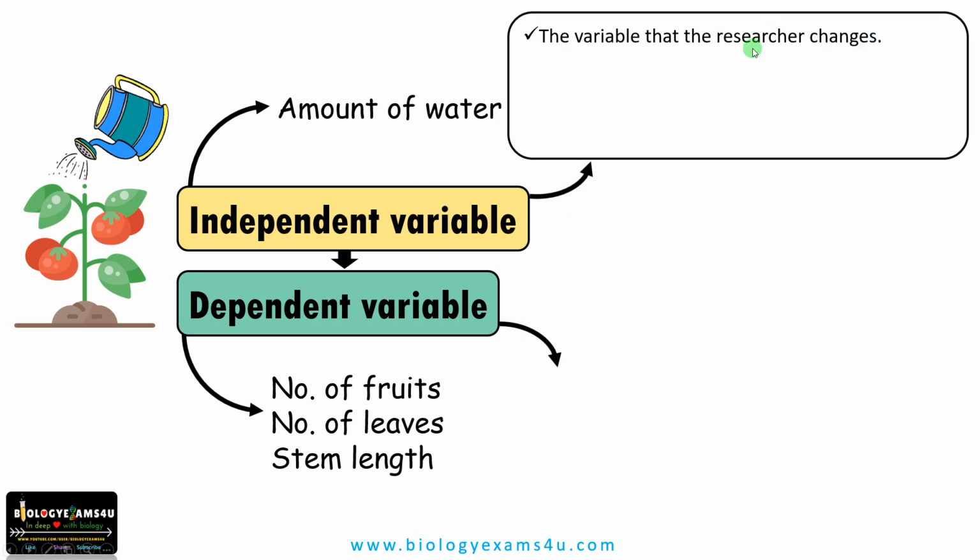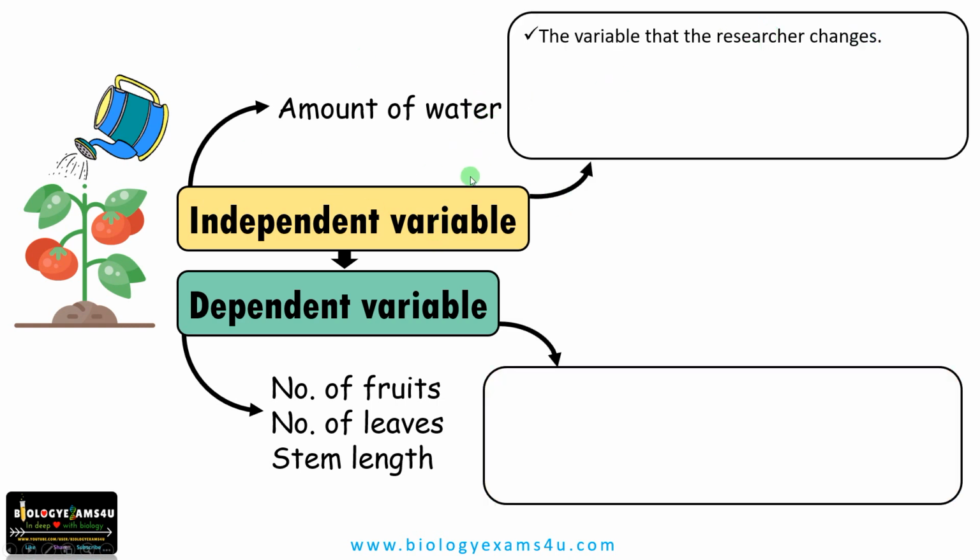The independent variable is a variable that the researcher changes in an experiment, whereas the dependent variable is a variable that is affected by the change in the independent variable. When we change the amount of water, there may be some changes in number of fruits, number of leaves, etc. that form the dependent variable.